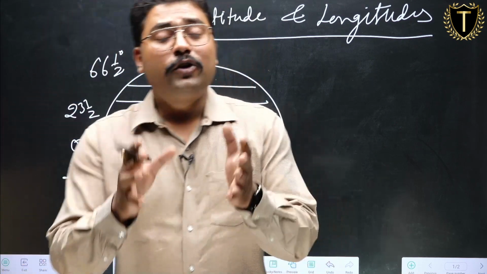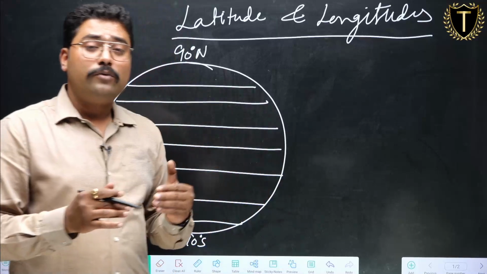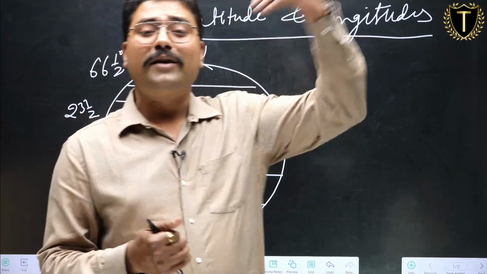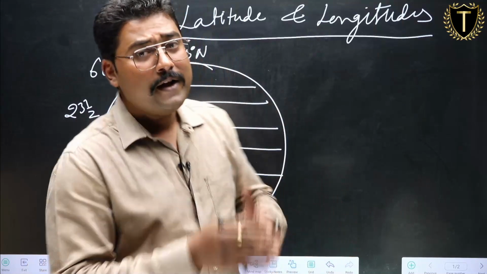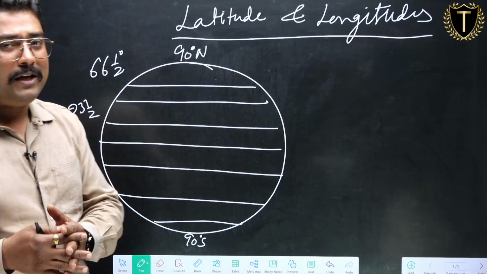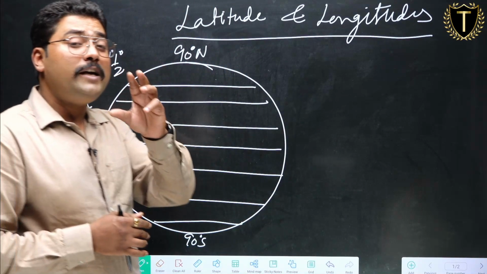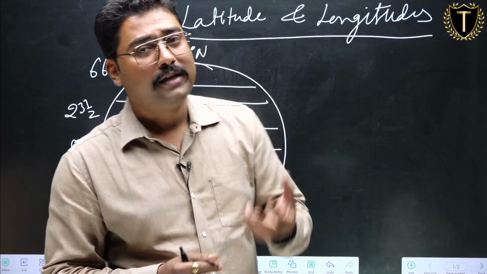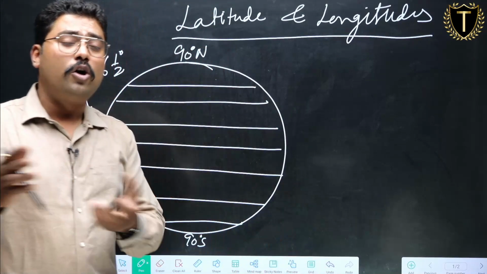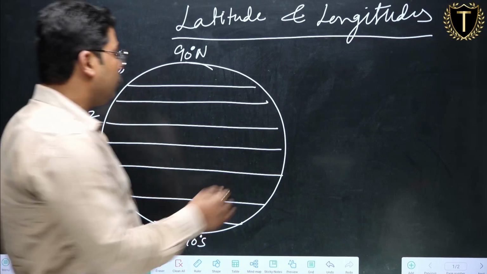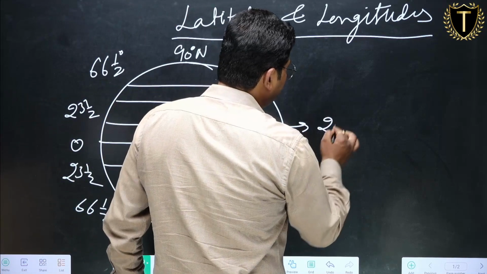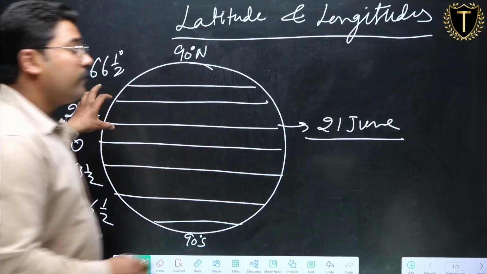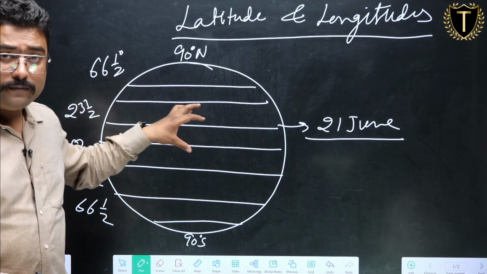But if we talk about the events, we know that our sun migrates from north to south, or from the northern hemisphere to the southern hemisphere, between Tropic of Cancer and Capricorn. So the important events like summer solstice, winter solstice, vernal equinox or autumnal equinox: our sun is vertical over Tropic of Cancer on 21st June.